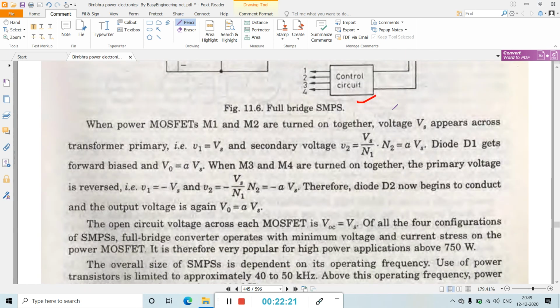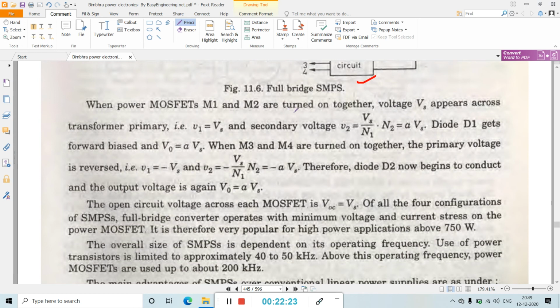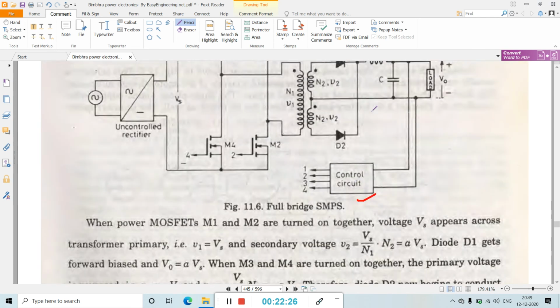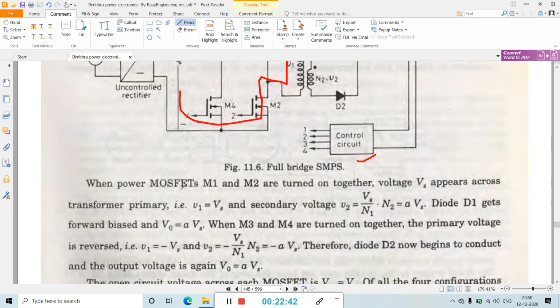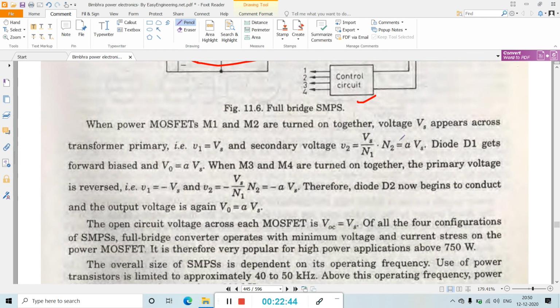So how this configuration works, see, when power MOSFET M1 and M2 turn on together, this is the bridge configuration. Current flows through M1, through the transformer primary, then M2, then back to supply. Okay, this is the path. So when M1 and M2 turn on together, voltage Vs appears across transformer primary. So V1 is equal to Vs and secondary voltage V2 is equal to Vs into N2 by N1, so alpha into Vs. And diode D1 gets forward bias. So V0 is equal to alpha into Vs.